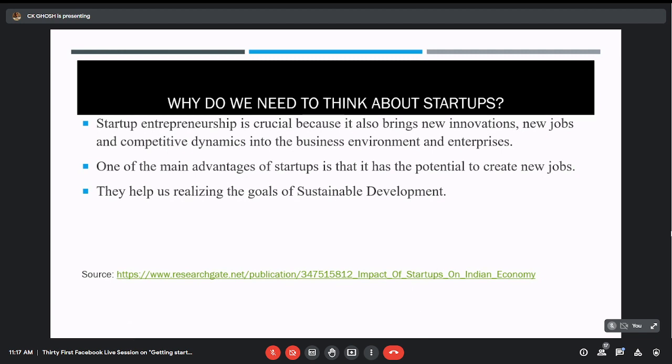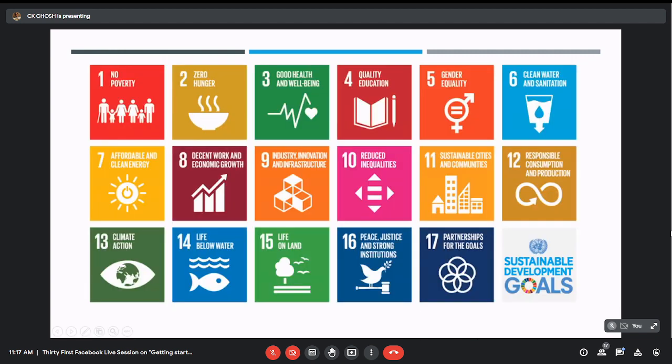And finally, this is what I have felt, that they help us in realizing the goals of sustainable development. Now this is something all of us should know: the 17 SDGs, the Sustainable Development Goals of the United Nations. I'm not going to read out all of them, they are there on your screen, but you may take time to read them and try to relate them with startups. No poverty, poverty alleviation. If something is able to create jobs, then it will definitely contribute towards poverty alleviation. It would also see that there are not going to be any starvation deaths.